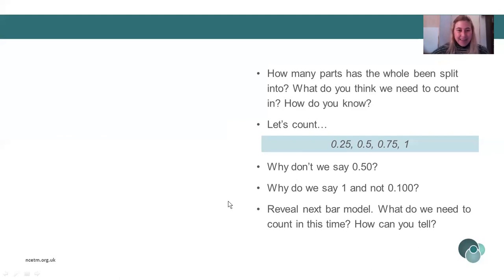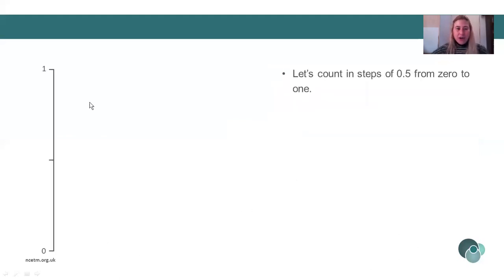Okay. Now let's move on because I want to show you this in a slightly different way, because sometimes you might need to count in these intervals, but you won't have a bar model, okay? You'll have a number line instead. So let's count in steps of 5 tenths, here it is, from 0, all the way up to 1.